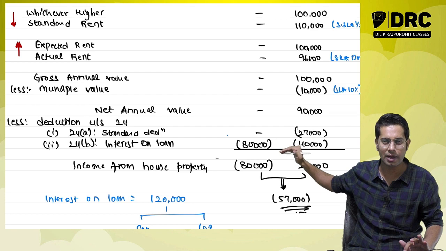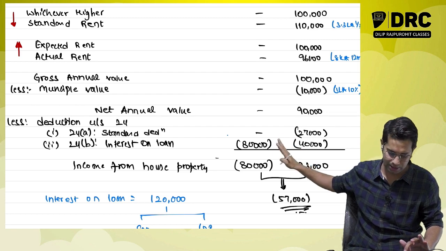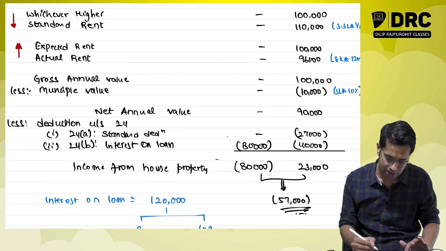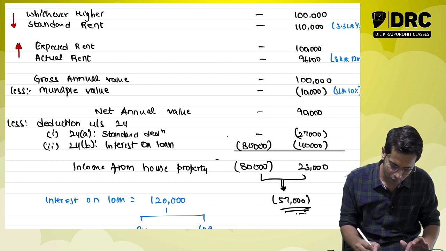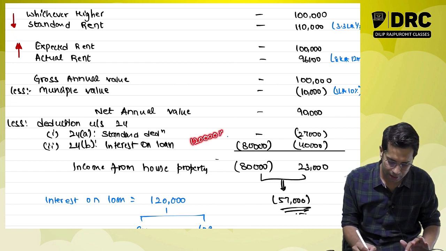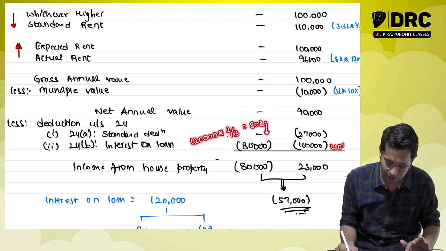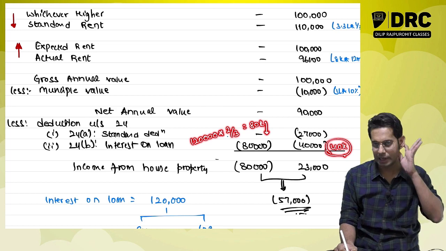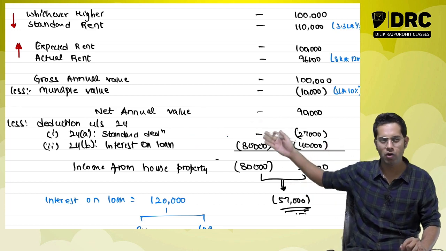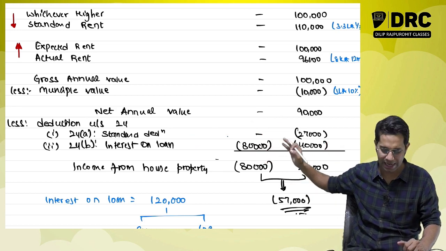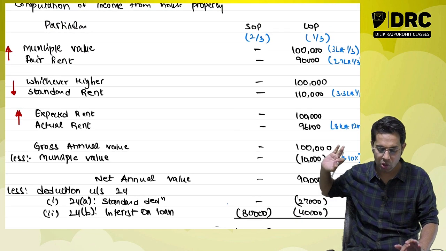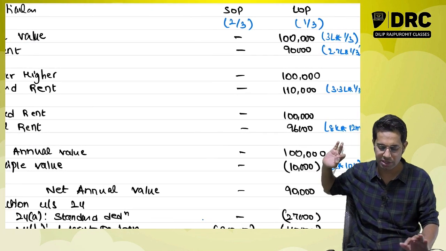The only thing you can take as deduction is your interest. How much proportion of interest, sir? In the present case, you have total interest of 1,20,000 into 2 by 3, which comes to 80,000 rupees for the self-occupied portion, and the balance 40,000 rupees is for the let out portion. So accordingly, for the self-occupied property, you are going to get how much, sir? 80,000 rupees loss.